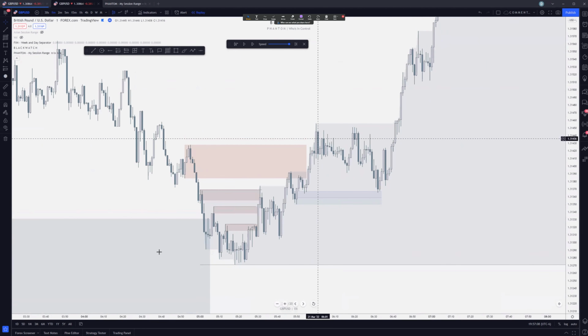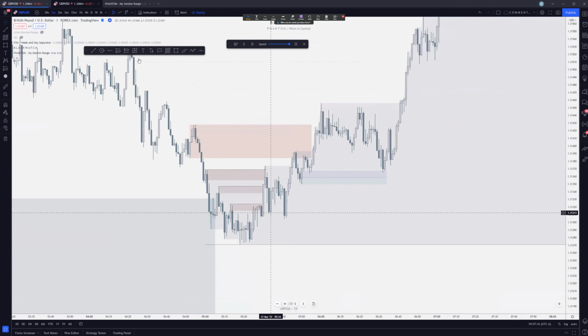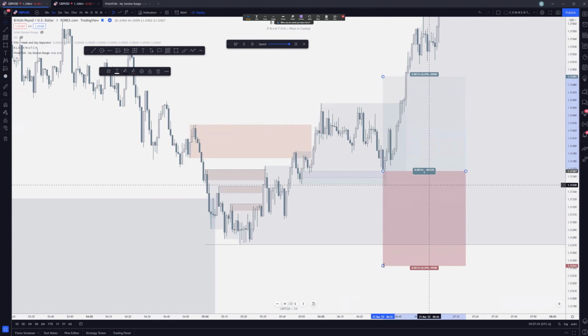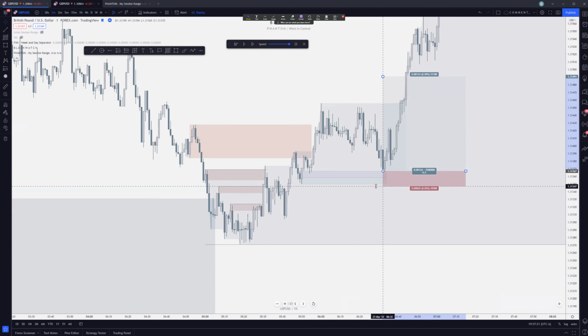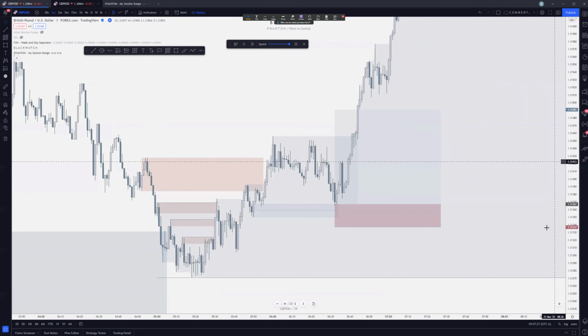So in regards to our session, right? Our session range being in session and tapping into a POI, this is a really strong setup. Setting something like this, you could get a tight 2 pip stop loss, but I would probably do at least a 3 pip, 2.5 minimum for myself.